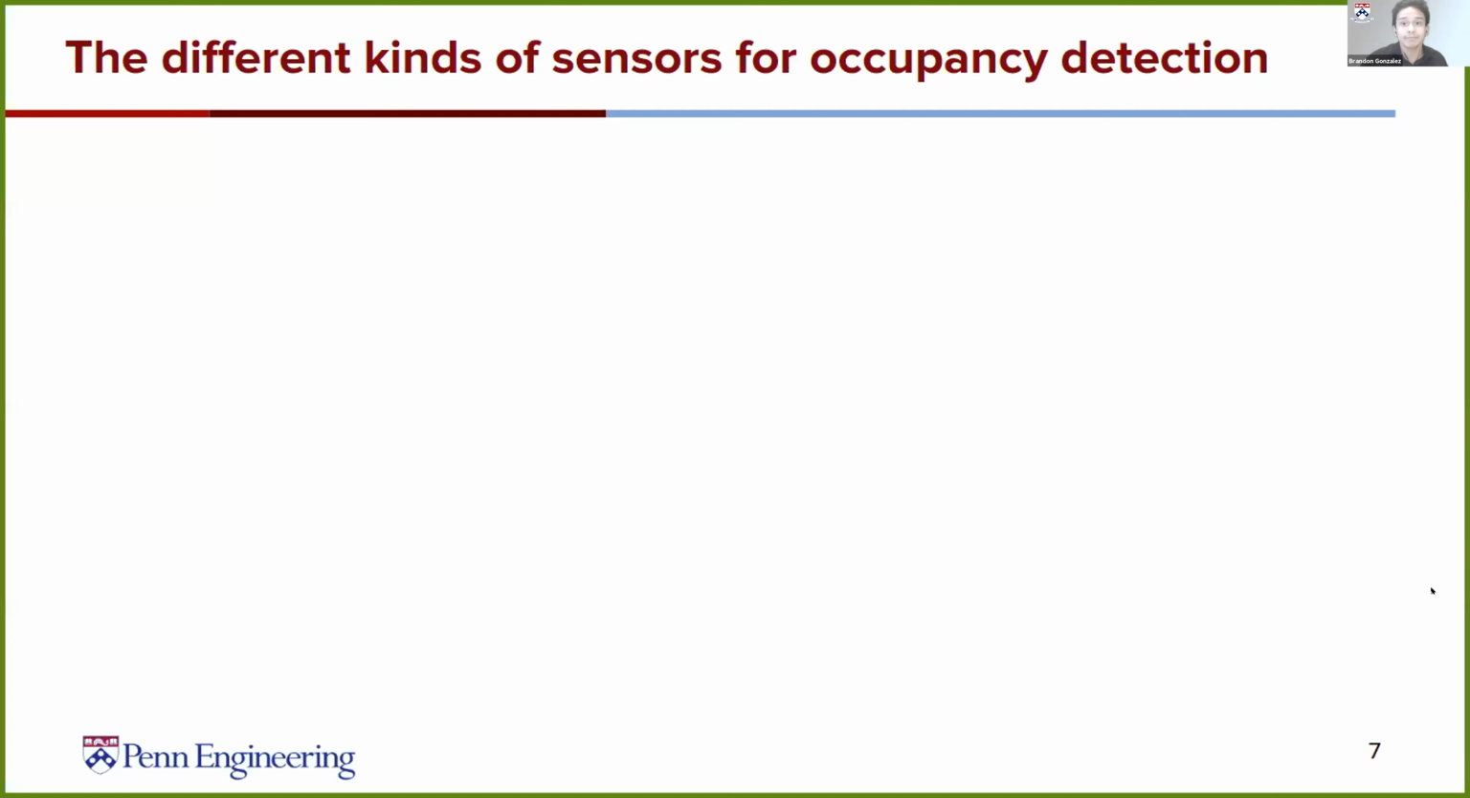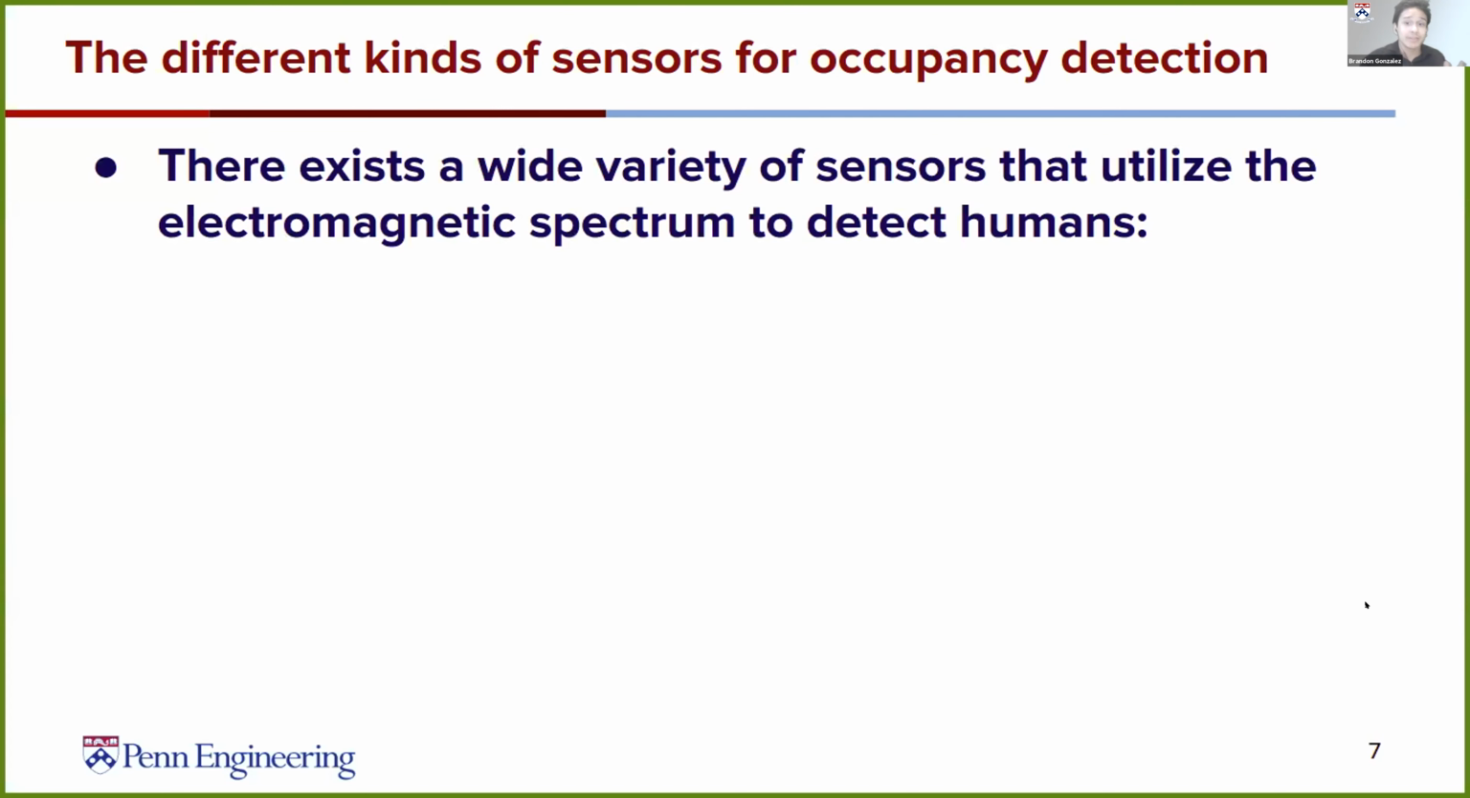research for this thesis. We'll start with the different kinds of sensors for occupancy detection that we explored. There's a wide variety of sensors that utilize the electromagnetic spectrum to detect humans. Perhaps the most common is vision, and a lot of the other projects in our presentations today have explored computer vision, a very popular and powerful tool. Audio: detecting whether there's someone in the vicinity based on the sound that they might make. Ultrasonic sensors essentially send out a ping and receive some kind of reflection, and you can tell if someone is in the vicinity based on that reflection.